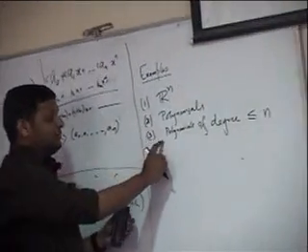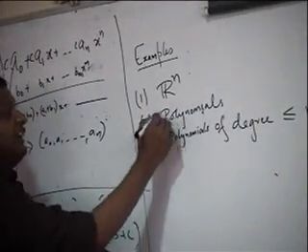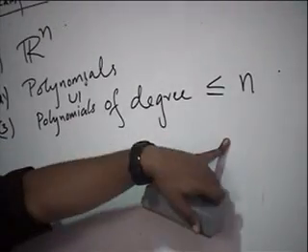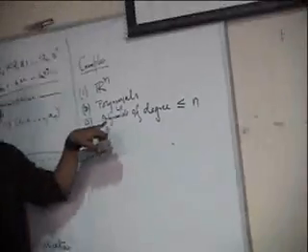So this, in some sense, contains this. So polynomials of degree less than or equal to n is actually contained inside polynomials.